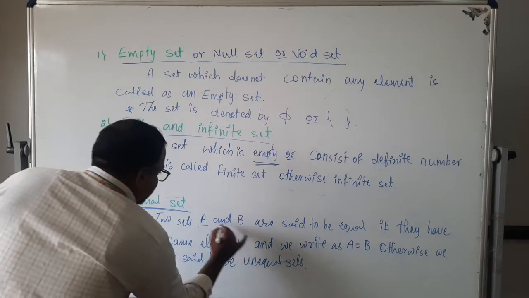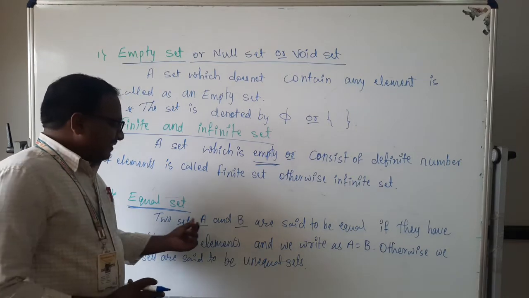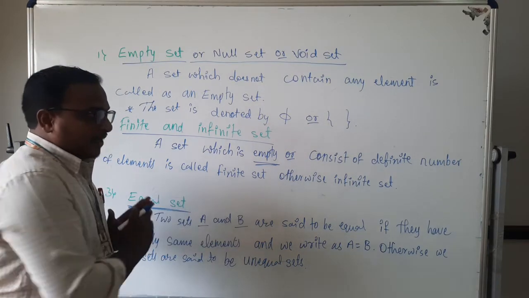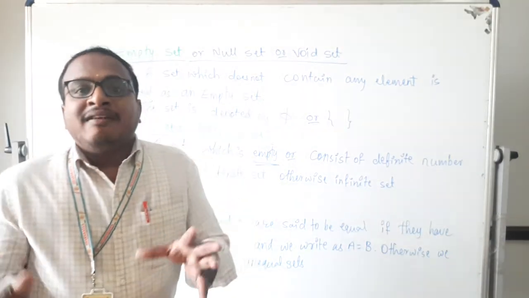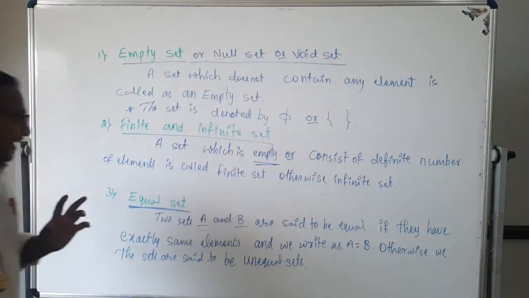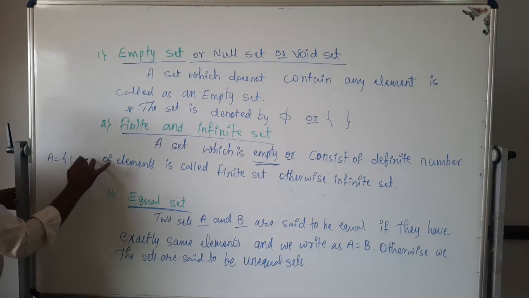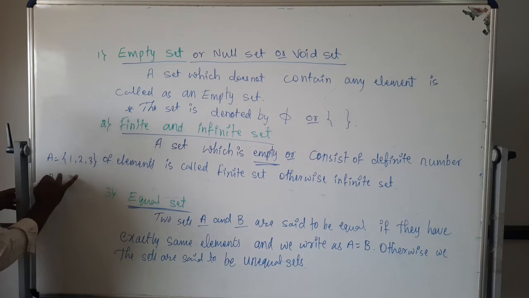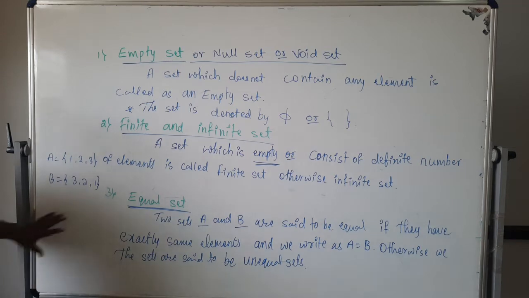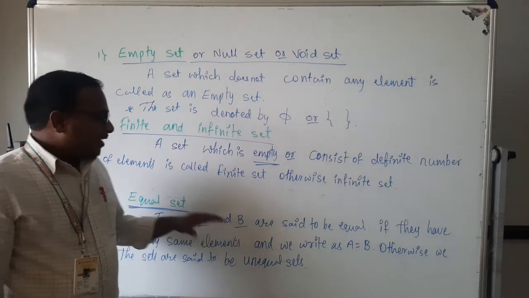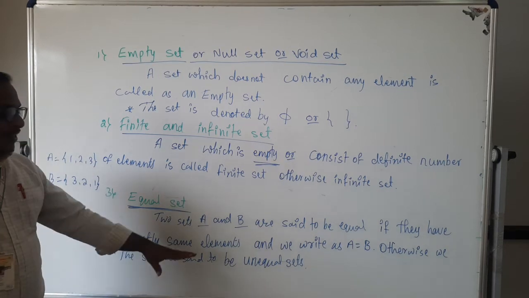Okay, here I am taking set A and set B, two sets A and B. To call A and B equal, what should they have? Same elements. Suppose set A is equal to {1, 2, 3}, and set B is also containing 3, 2, 1. According to the definition, to call sets A and B equal, they must have exactly the same elements.